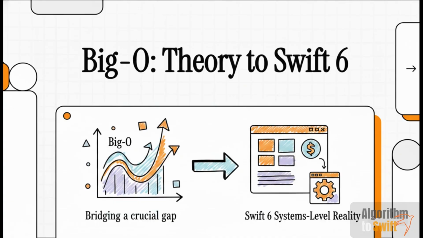If you're prepping for high-stakes software engineering interviews or just looking to level up your system's architecture game, you are absolutely in the right place today. We're doing something really cool. We're bridging a huge gap. We're going to take that abstract, whiteboard algorithmic complexity theory and smash it right into the strict, modern systems-level reality of Swift 6. We're taking the math, putting it into code, and seeing how modern compilers actually deal with it under the hood. Let's get into it.